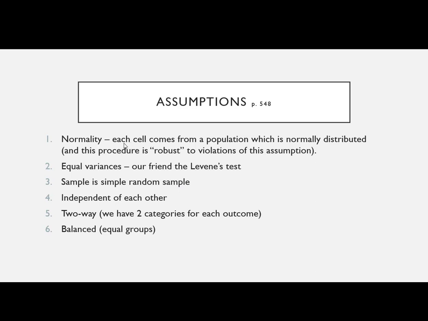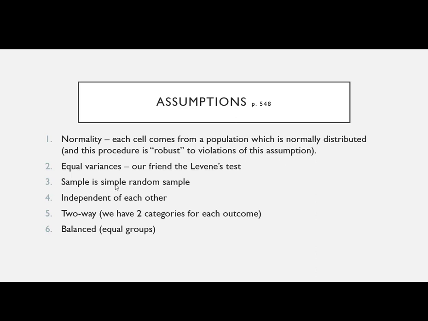One thing about normality: each cell comes from a population which is normally distributed, but we can say that this procedure is robust to violations of this assumption. You just find a citation if you find that this is true in your own research study. These tests are robust to violations of normality.